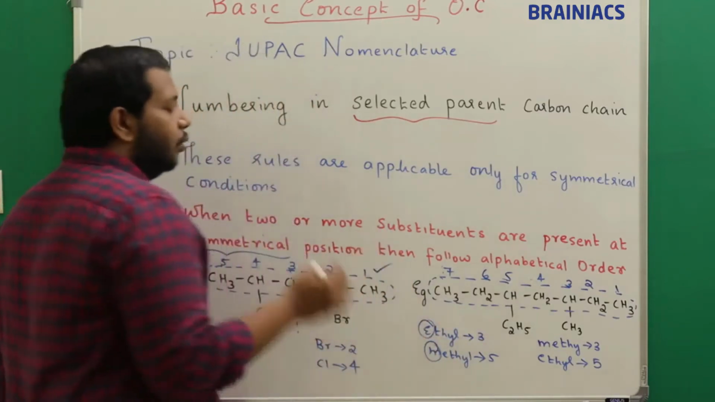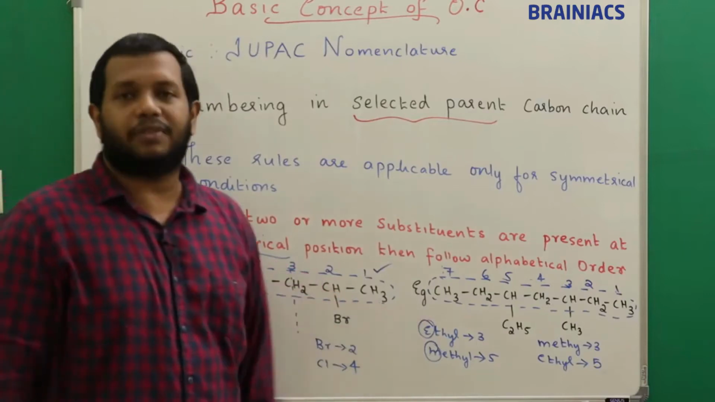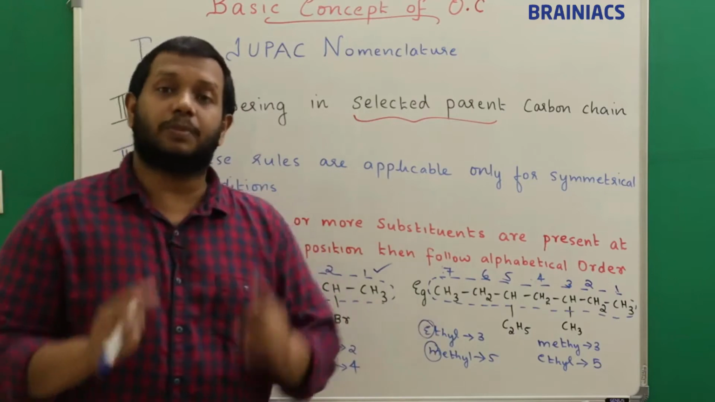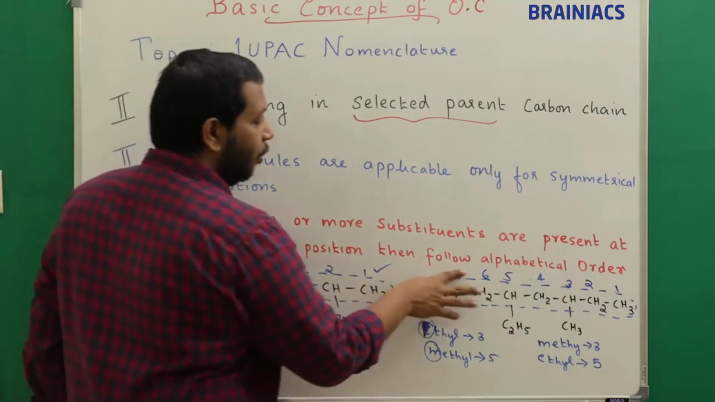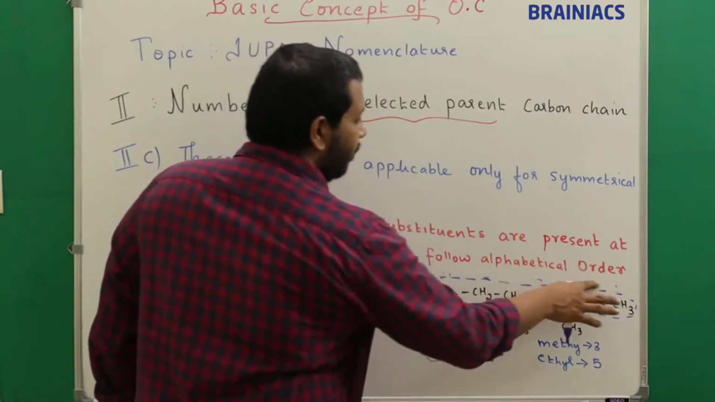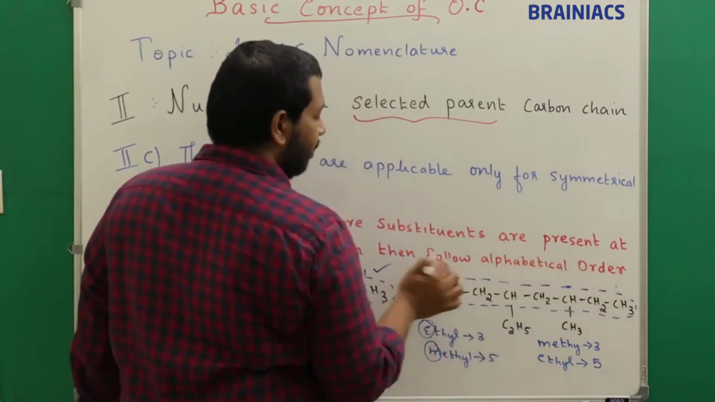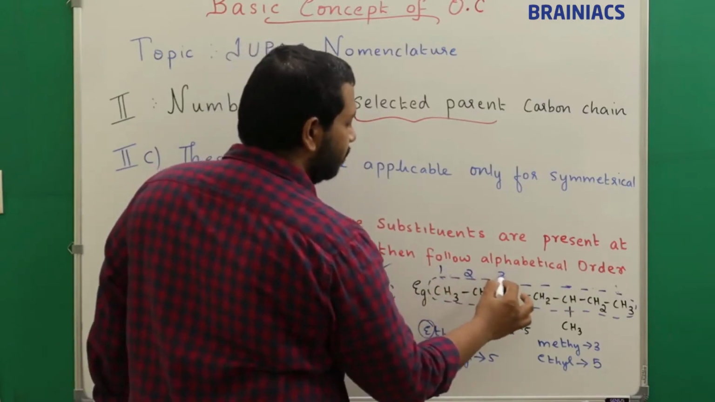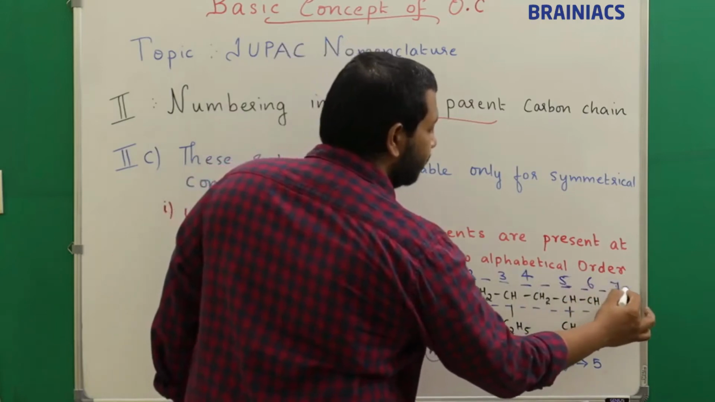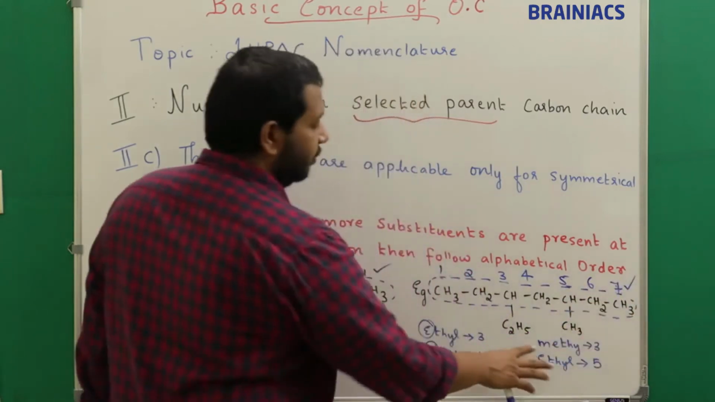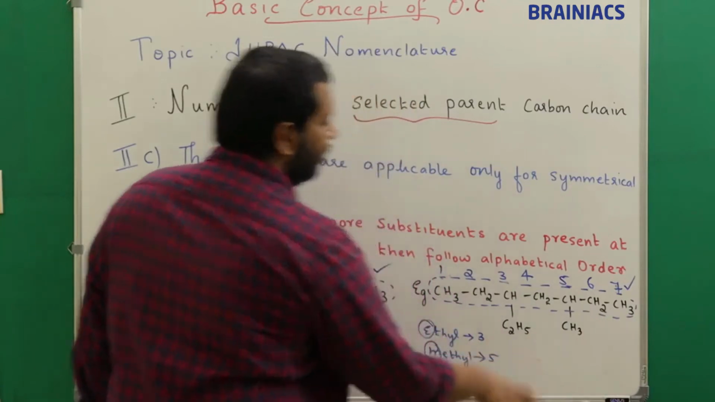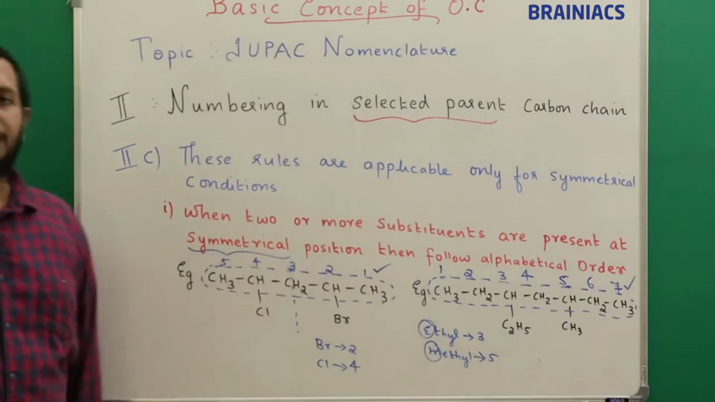Who comes first in the alphabetical order? E comes first in the alphabetical order. So E gets the priority. That means ethyl should get the lowest possible number. That means this is wrong. We should do it in the initial way. You can see here, 1, 2, 3, 4, 5, 6, 7. So this is correct and this is wrong. This I can rub out. So I hope you understood the condition of symmetry.